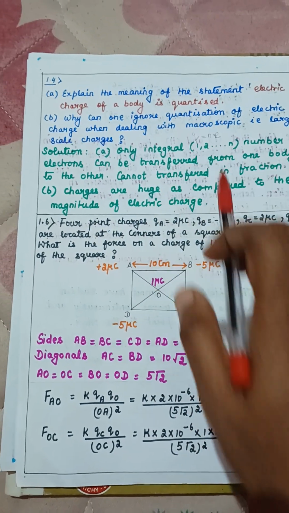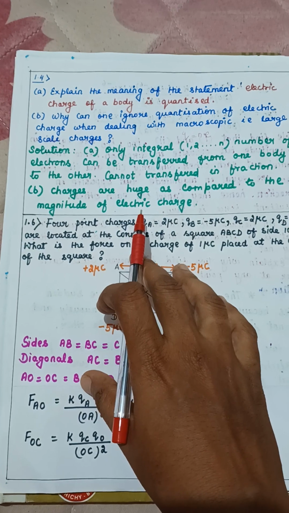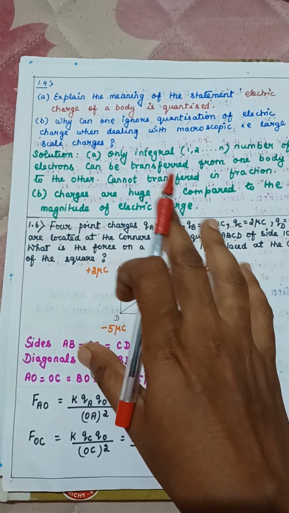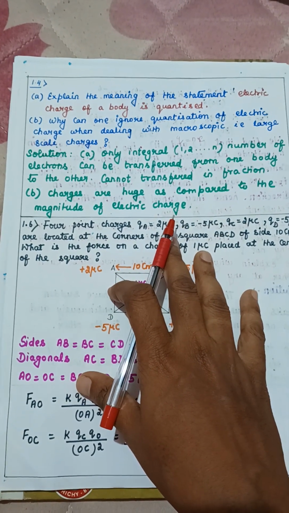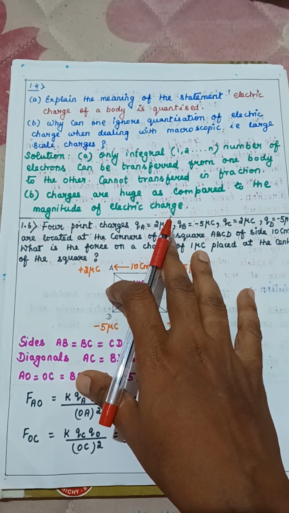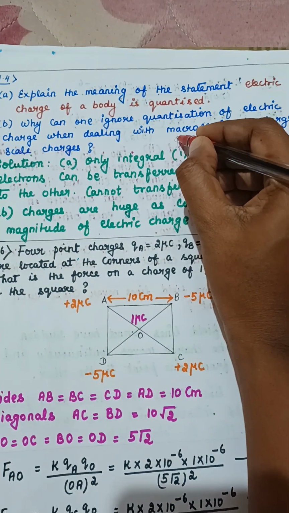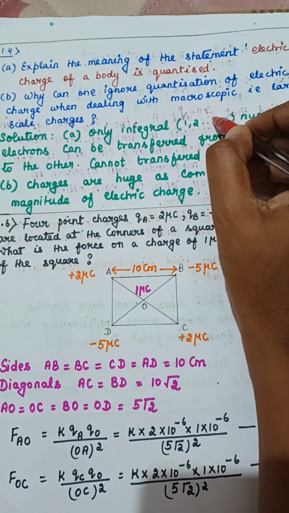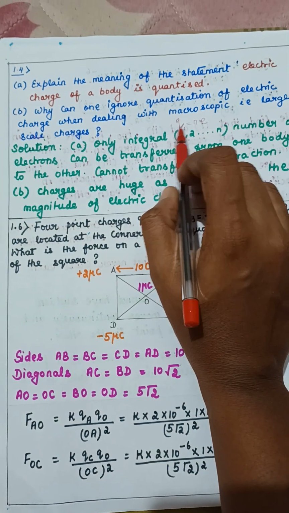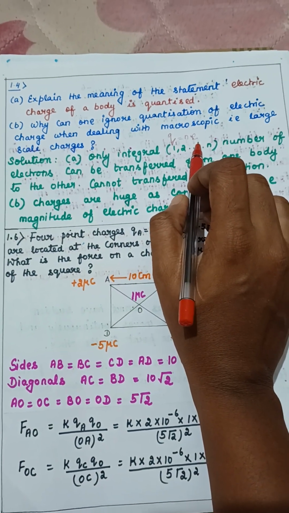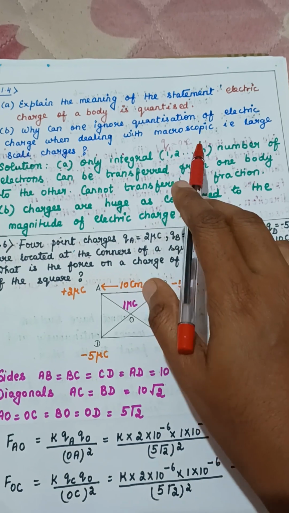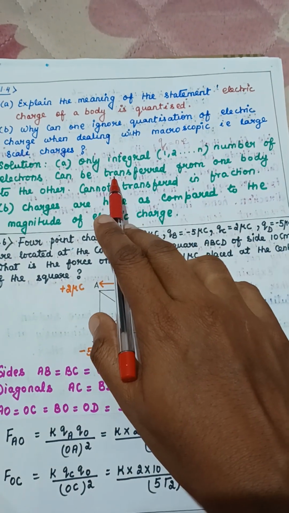So we have already studied the basic properties of electric charge, that one of the basic properties of electric charge is quantization. Okay, and quantization is Q = Ne, where Q is the charge, N is an integer, and e is the electronic charge, that is the least value of charge.